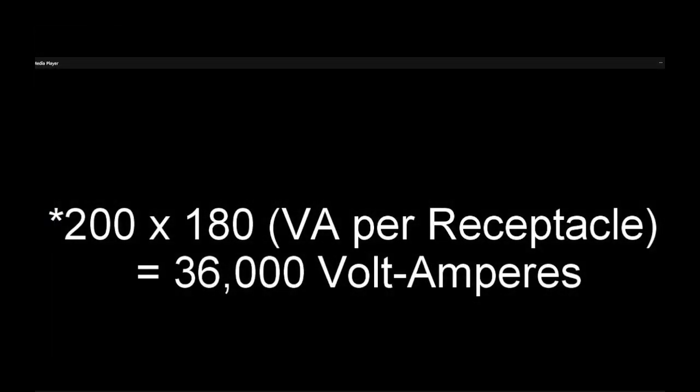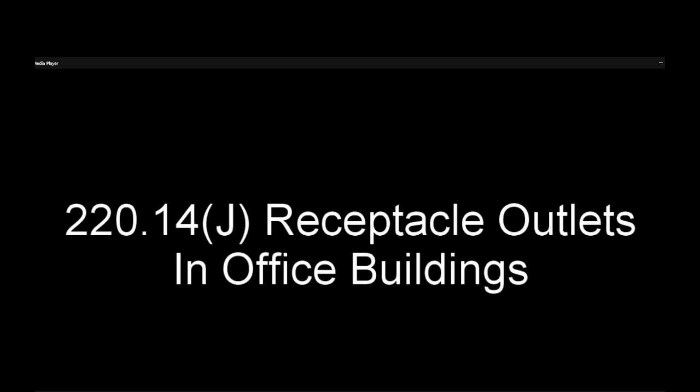It's basically going to be 200 receptacles at 180 VA per receptacle, which comes out to 36,000 volt amperes, or 36,000 VA. So we've already used 220.14J, receptacle outlets in office buildings. So we kind of saw that, and we got to see number 1 and 2, which one is higher of the two. So that has already been done and calculated, and it came out to the same thing, 36,000 VA.